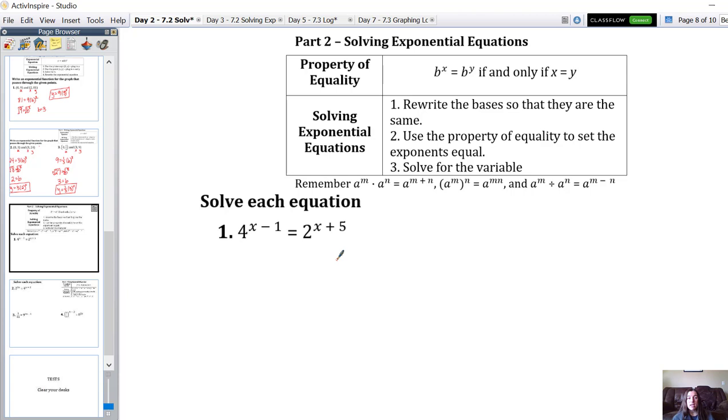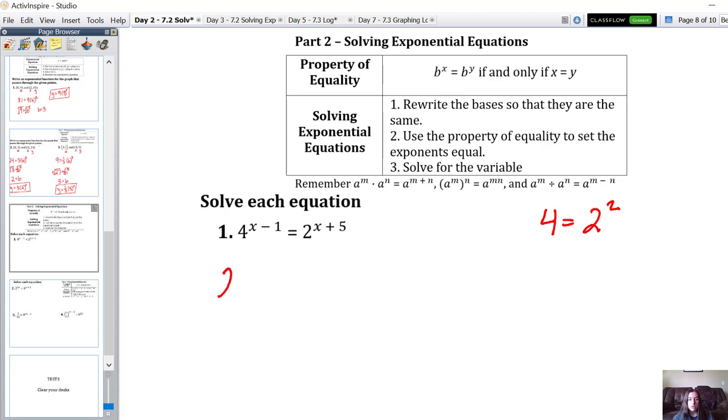Then, once they have the same base, we can set their exponents equal to each other and solve for the variable that's in that exponent. So I have 4 to the x minus 1 equals 2 to the x plus 5. I need to change the bases here to where they're the exact same. I know I can change a 4 to be 2 squared. 4 is the same thing as 2 squared. And since that has a base of 2, and the right side of my equation also has a base of 2, that's what I want to use.